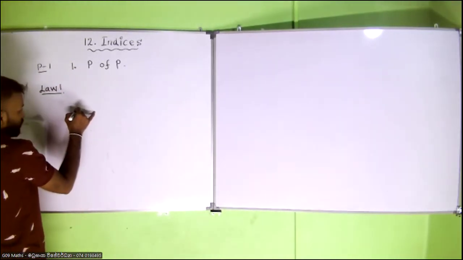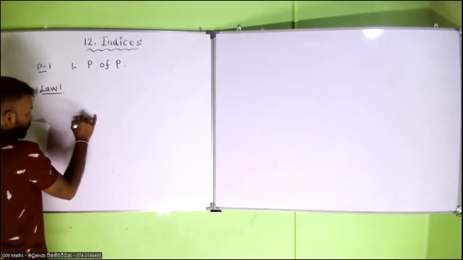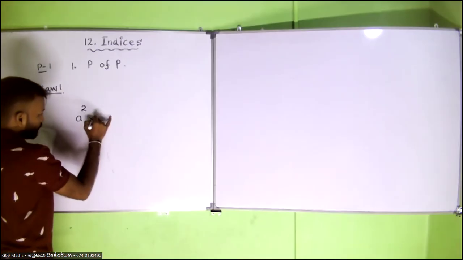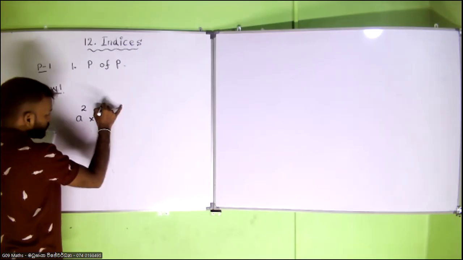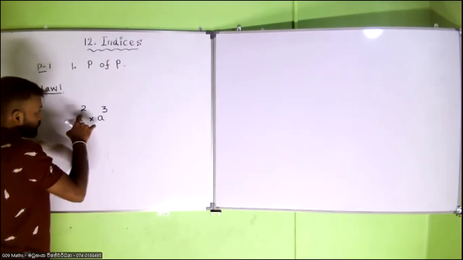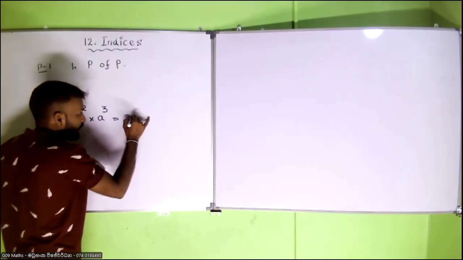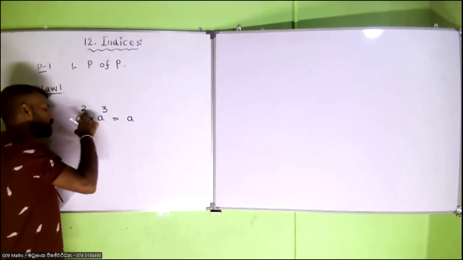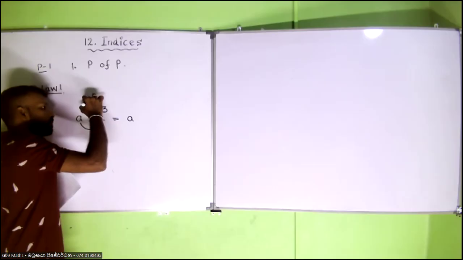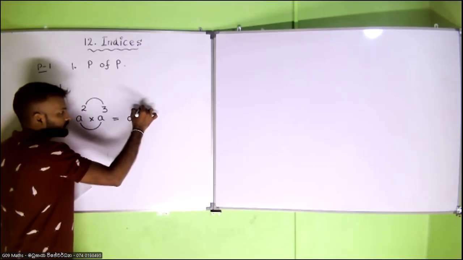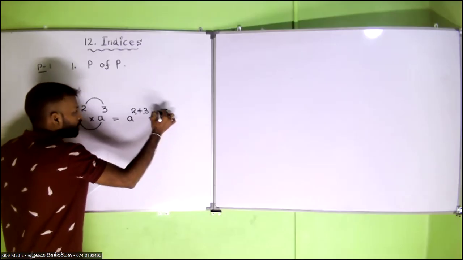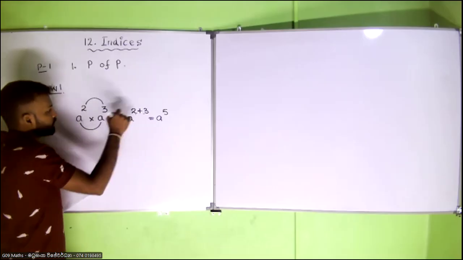In the box you can write, no, don't write yet: a to the power 2 multiplied by a to the power 3. So very easily you can add them. A to the power 2, a to the power 3. Base is same, so indices can be added. 2 plus 3, 5. Very easy: a to the power 5.